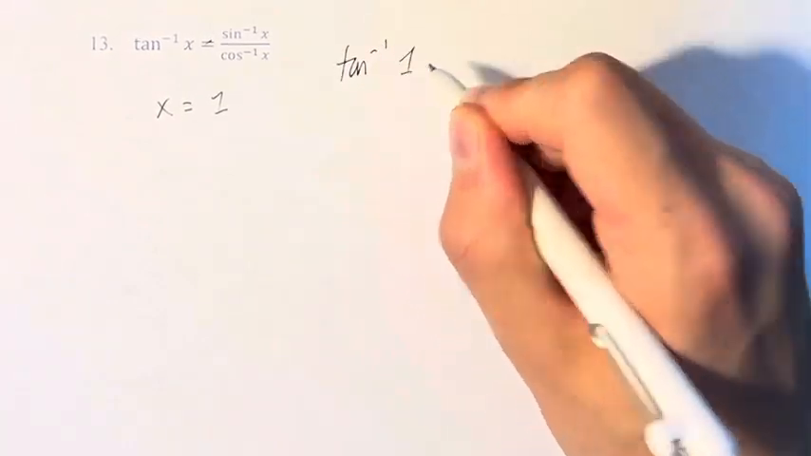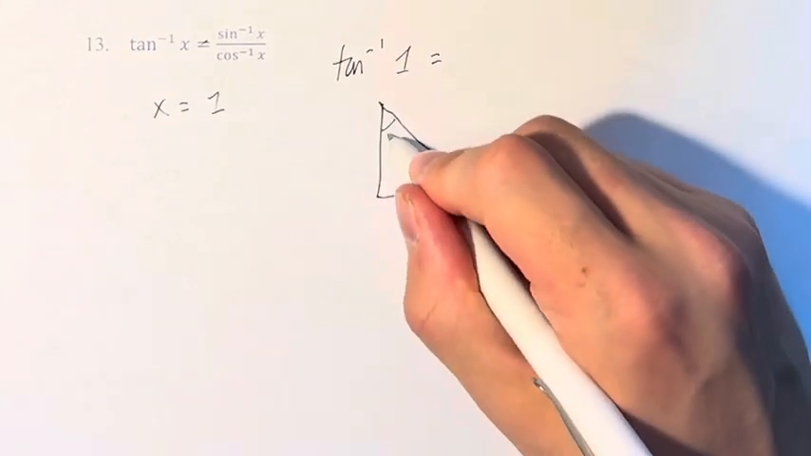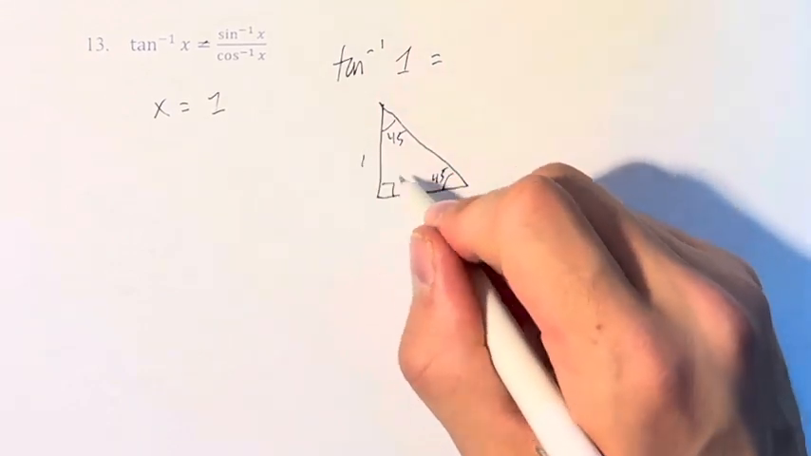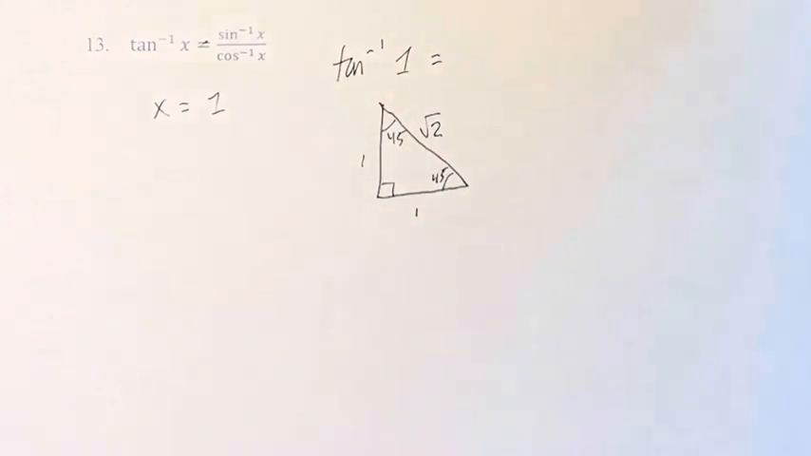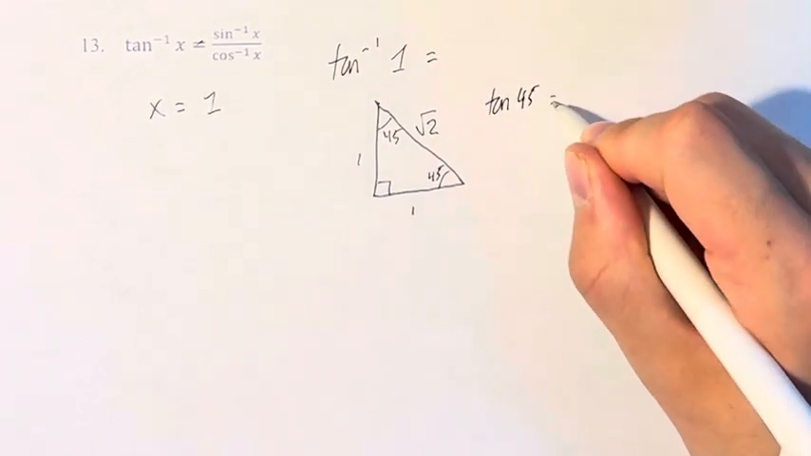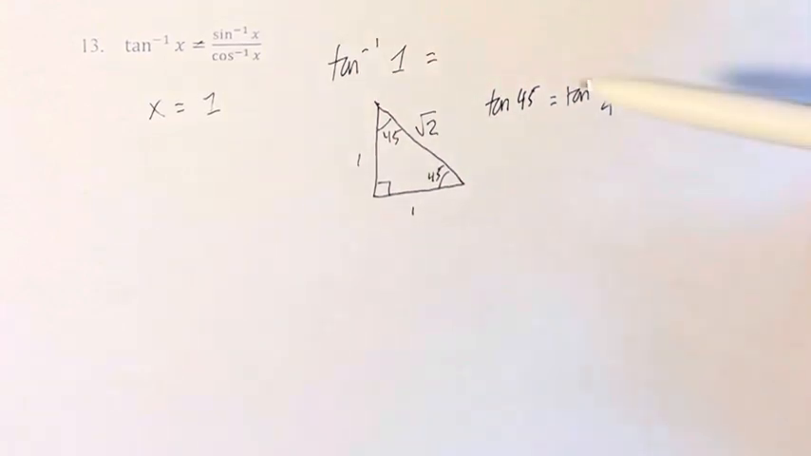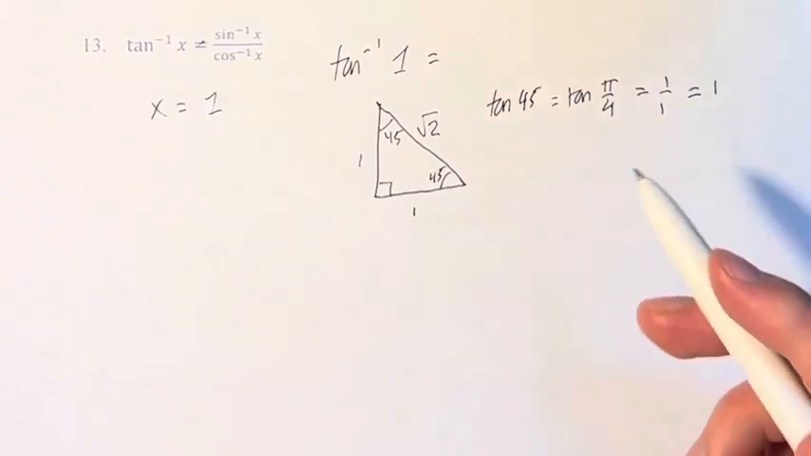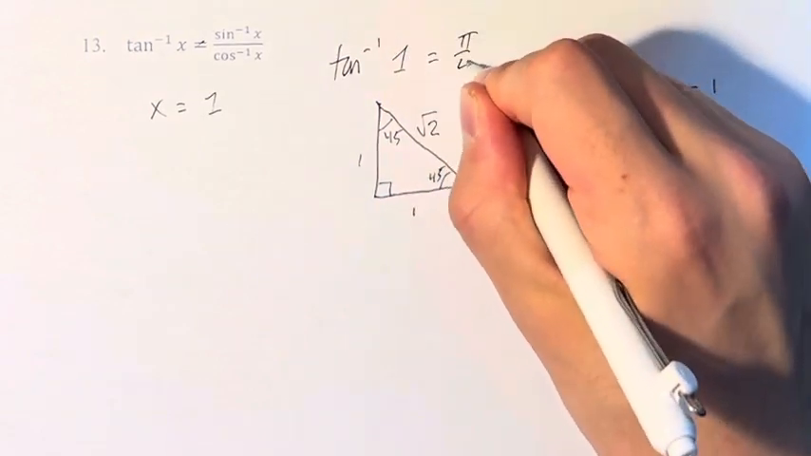So tangent inverse of 1 equals, to figure this out, we can take a 45, 45, 90 triangle. The side lengths are 1, 1, root 2 proportionally. And so we can see that the tangent of 45 degrees, which is pi over 4 radians, is equal to the opposite over the adjacent, 1 over 1, which is 1. Therefore, if tangent of pi over 4 is 1, tangent inverse of 1 is pi over 4.